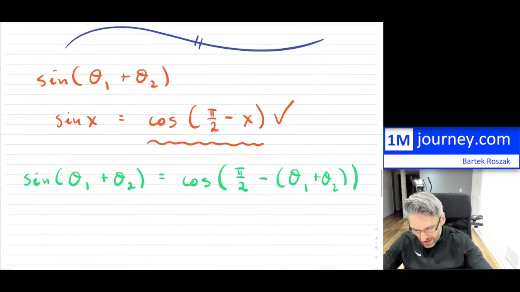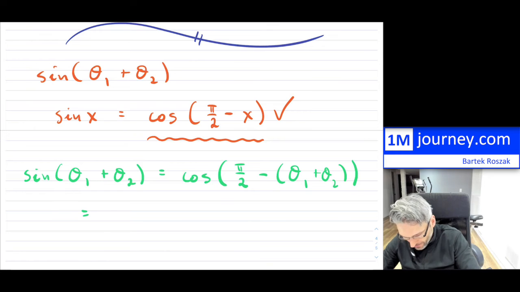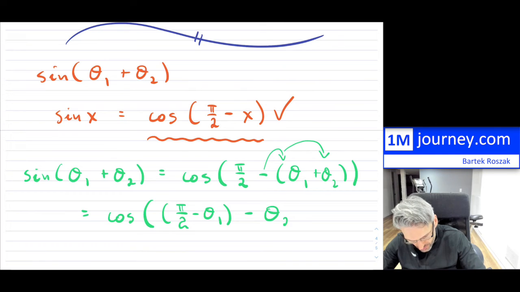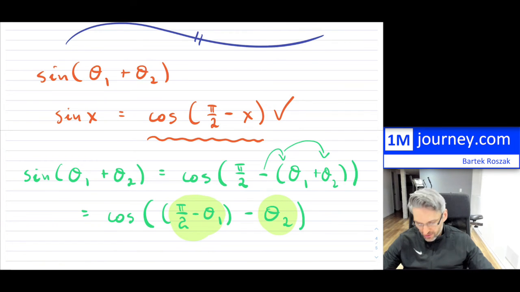Now I do need one more little trick here. I'm going to say cos, and now I'm going to bring this negative inside of the bracket. If I bring in that negative, I'm going to get two angles. I'm doing this on purpose: minus theta 1, and then minus theta 2. And these are now my new angles, so one angle minus another angle.